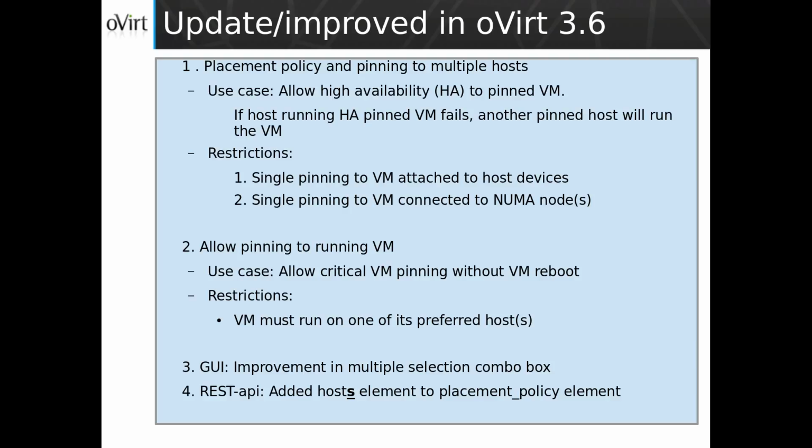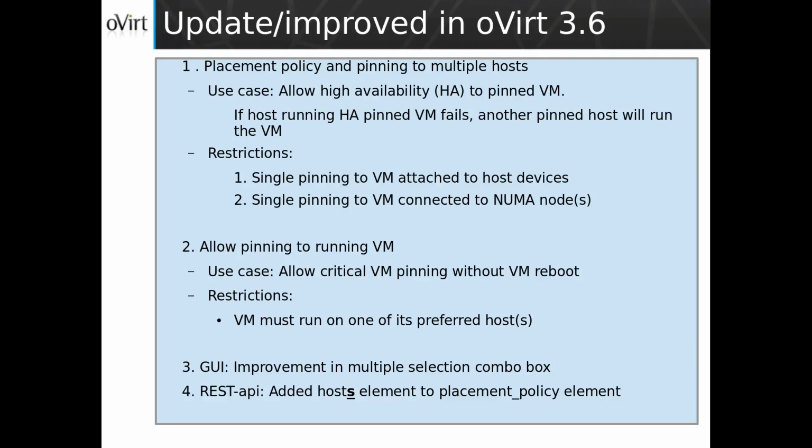The second improvement in Ovirt 3.6 is allow running VM to be pinned, but the VM must run on a preferred host, otherwise it will be locked out from its preferred host. Third improvement, include multiple selection box to the GUI. And fourth improvement, extend the REST API placement policy element to accept multiple hosts.